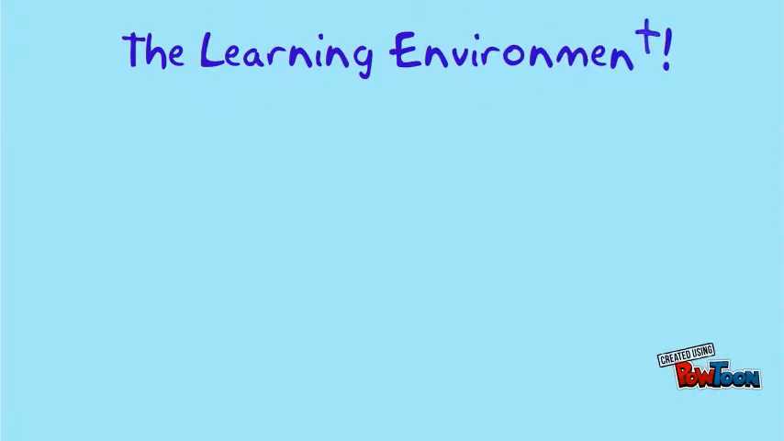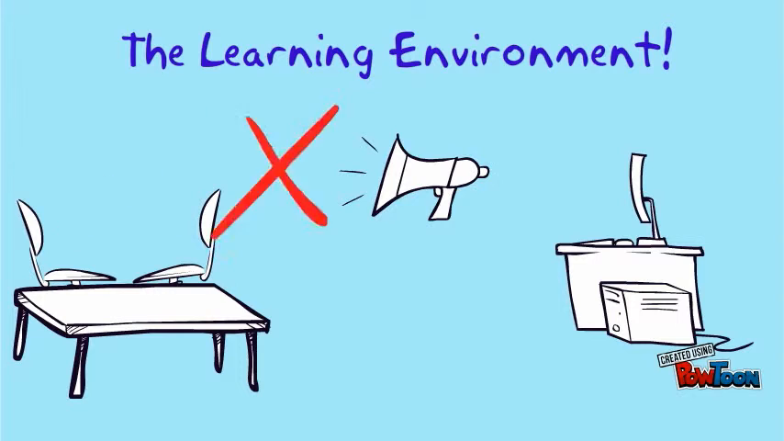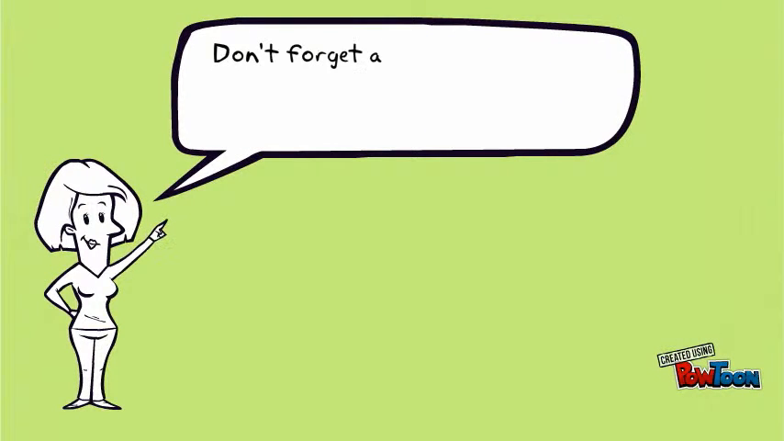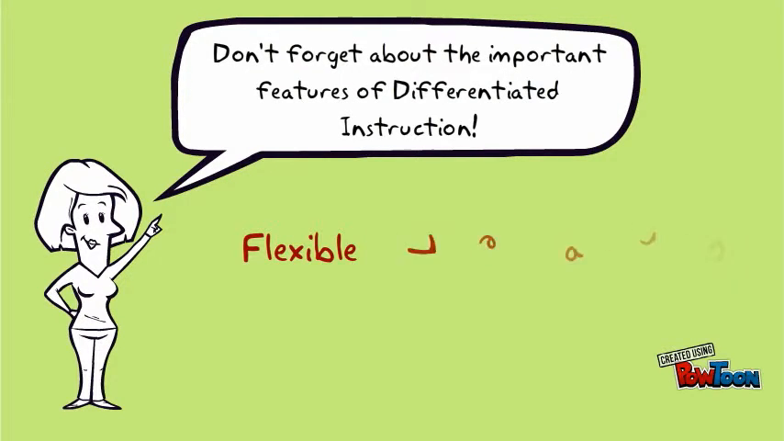A final place to differentiate the instruction is the learning environment itself. One example here is to make sure there are places in the room to work quietly without distraction. There are also 4 important features of differentiated instruction that we must understand as well. The first is flexible learning groups. This means the way we group the students needs to be flexible according to specific tasks and needs.